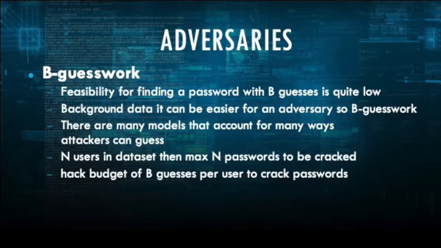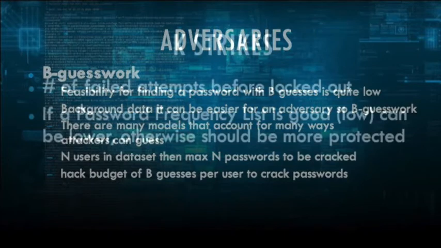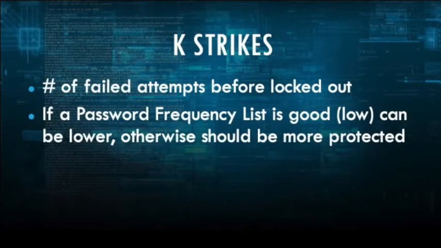Adversaries are typically seen trying to get a hold of user data. If there are n users in a data set, then there's a maximum of n passwords that an adversary needs to crack. Typically, they will have a hack budget of b guesses per user password. Once they have exceeded this budget, it is no longer feasible for them to continue hacking a password, for example, because they have locked the account. This is also called k-strikes, or the number of failed attempts you can make on a password login.